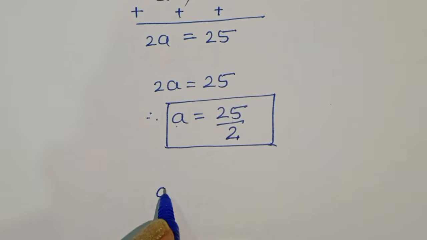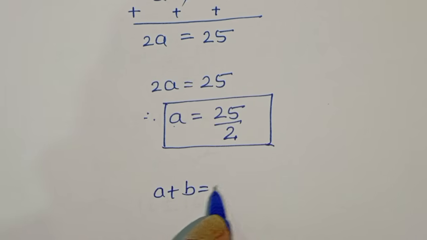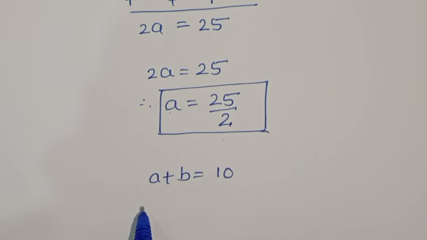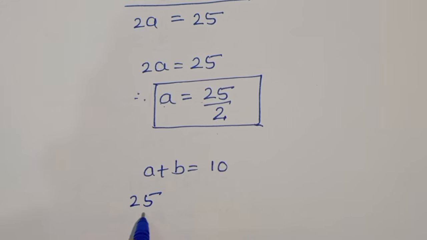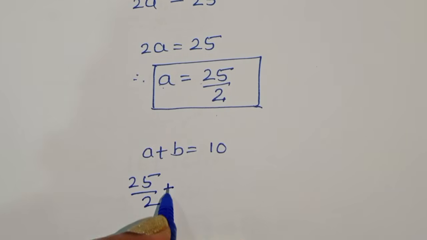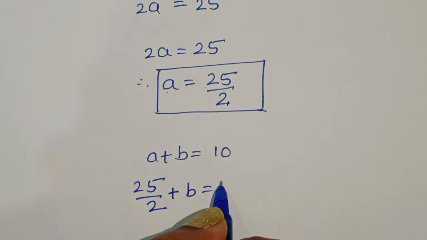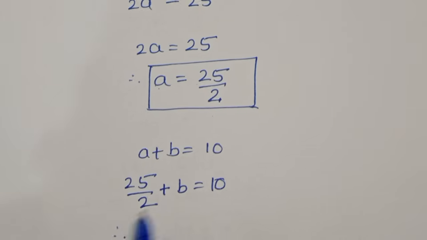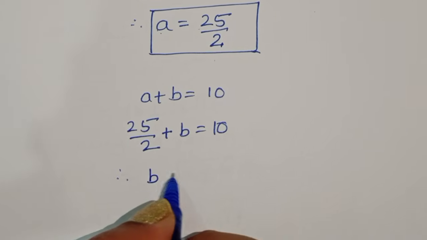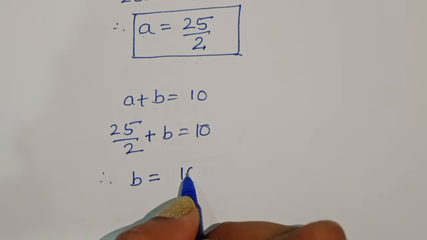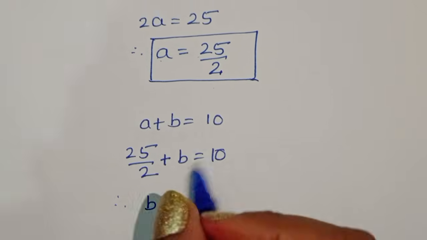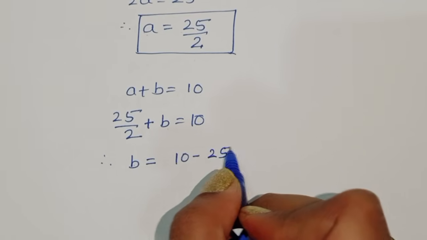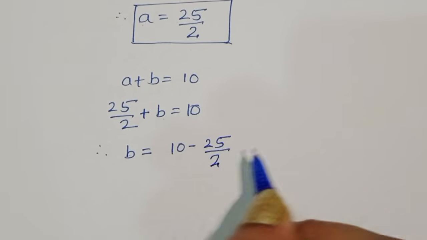So here a plus b is equal to 10. Now the value of a is 25 by 2, so we can substitute this value: 25 by 2 plus b is equal to 10, right? Now we have to find the value of b. So b is equal to 10 minus 25 by 2.